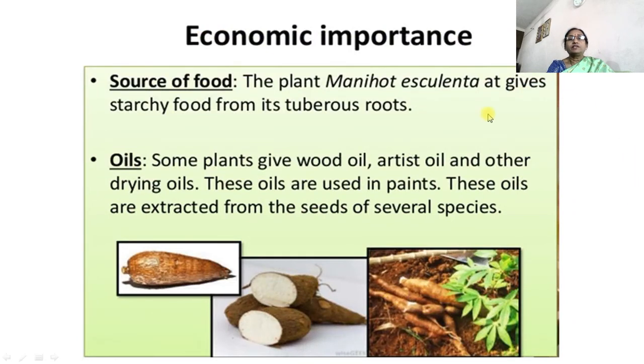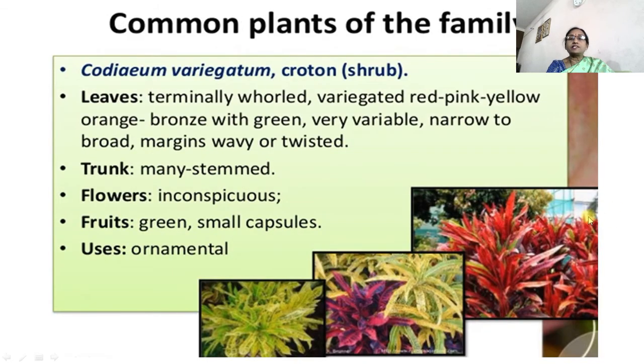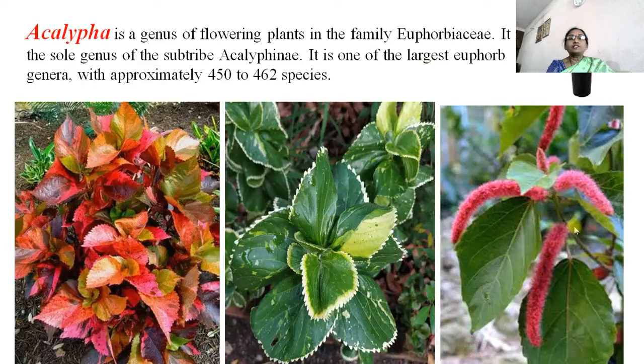Economic importance. Source of food. Manihot esculenta is a starchy food from the tuberous root. Then some plants yield oil. Common plants of this family, these are also.